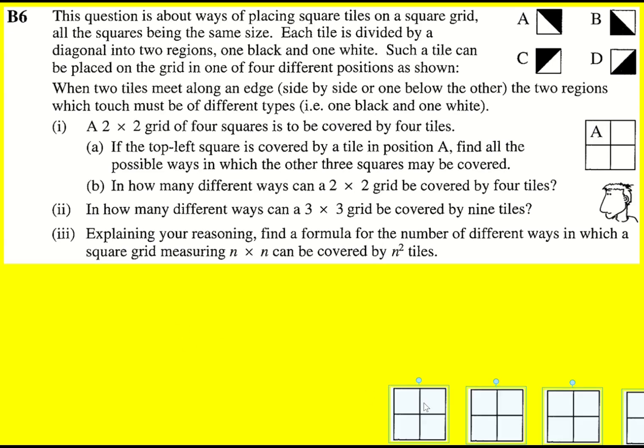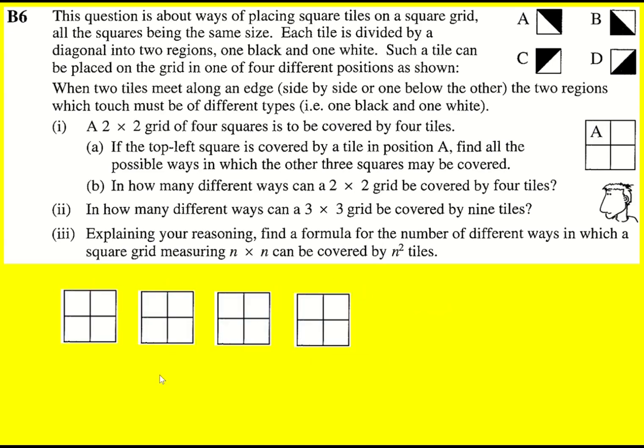This is a great question on tiling. We're just given this one rule that we have to follow. So when two tiles meet, the two regions must be different colors. One will be black and one will be white. For part one, we're going to make sure that the top left one is A.